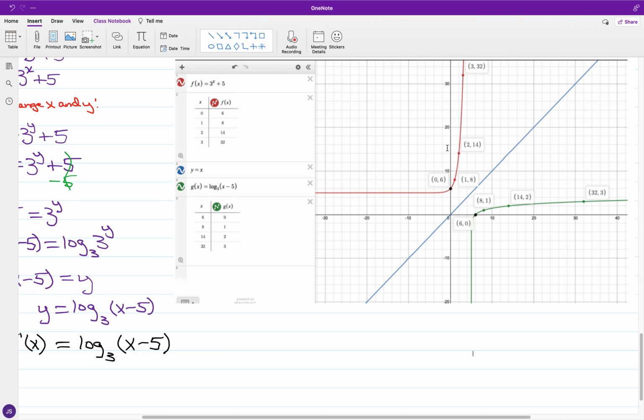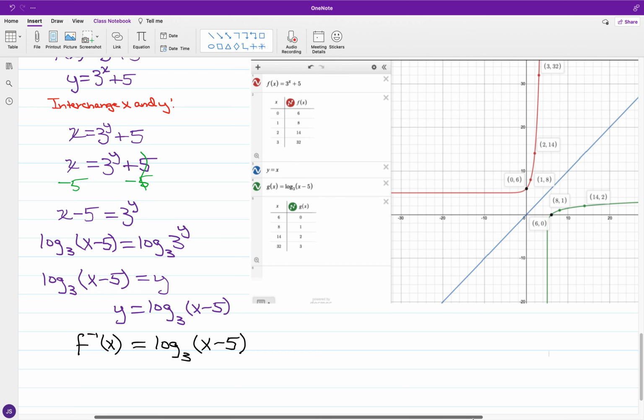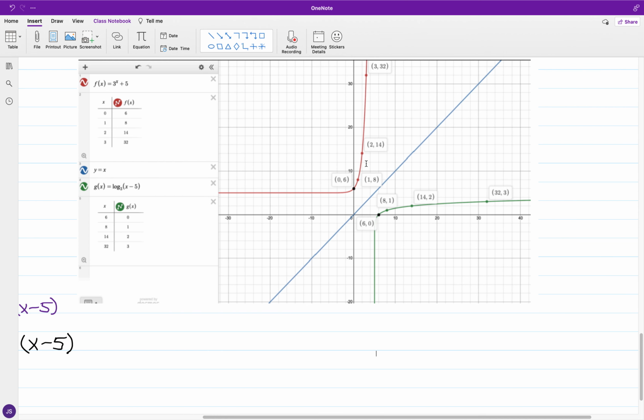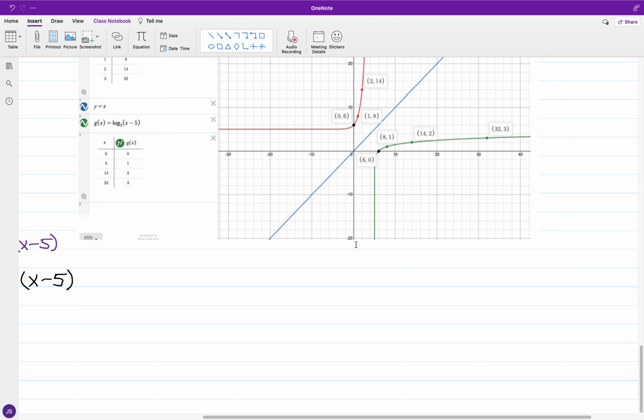And again, for the inverse, we're mirroring the exponential curve across the line y equal to x. And again, you have switched around x and y values. So you have 32, 3, 14, 2, and 8, 1. And in contrast to the y-intercept of the exponential curve, we have the x-intercept located at 6, 0. So again, a logarithm is going to be the inverse of an exponential function.